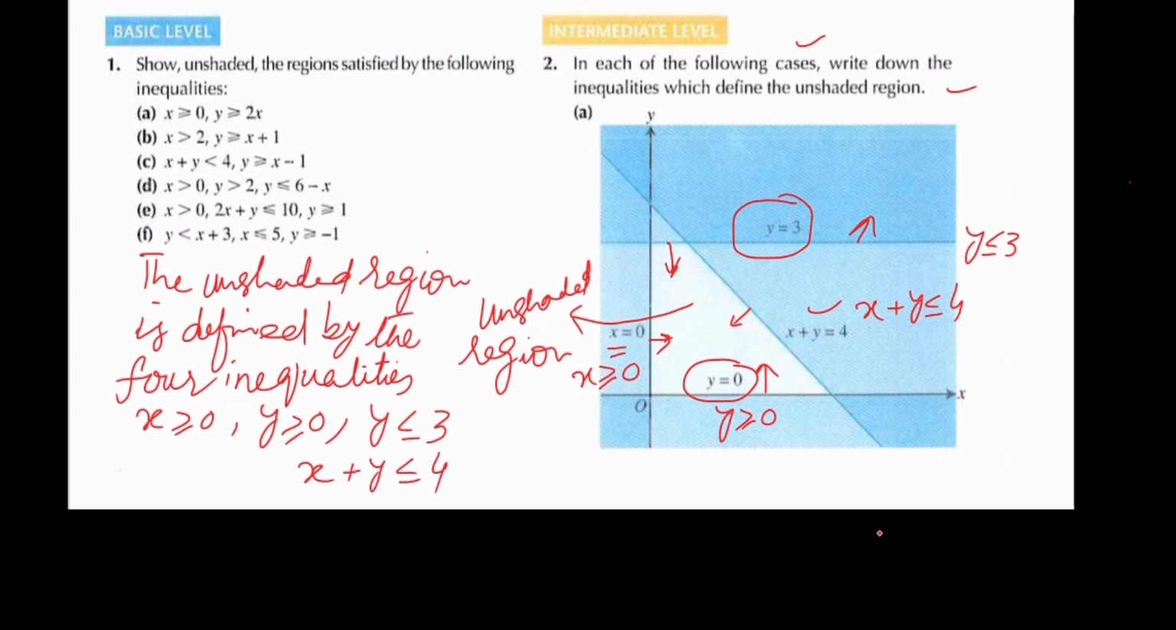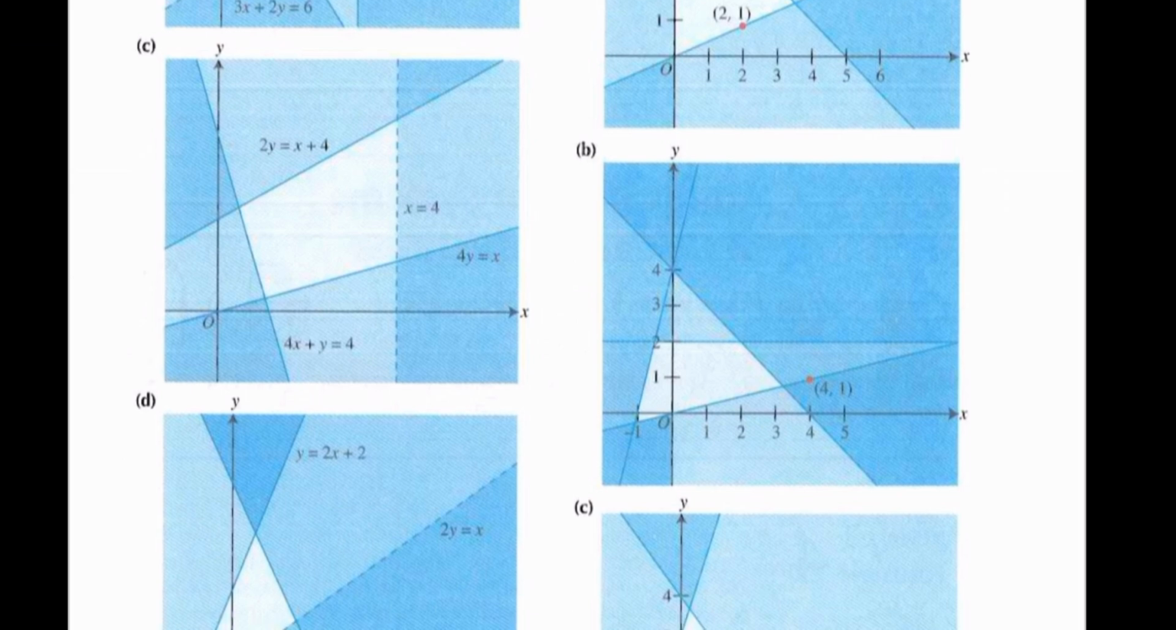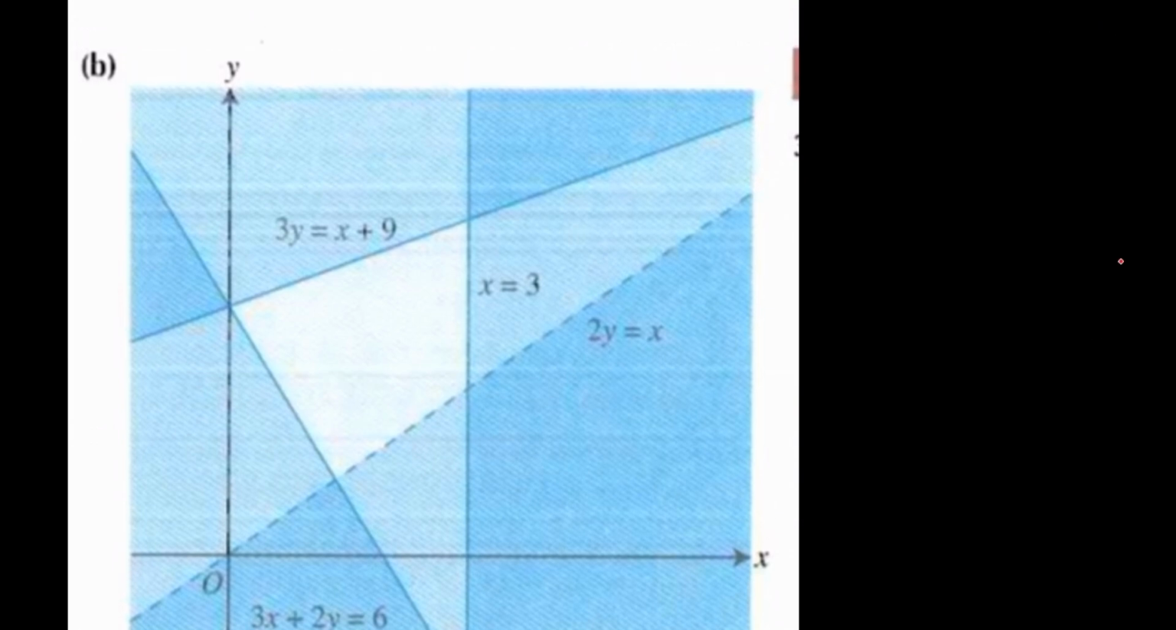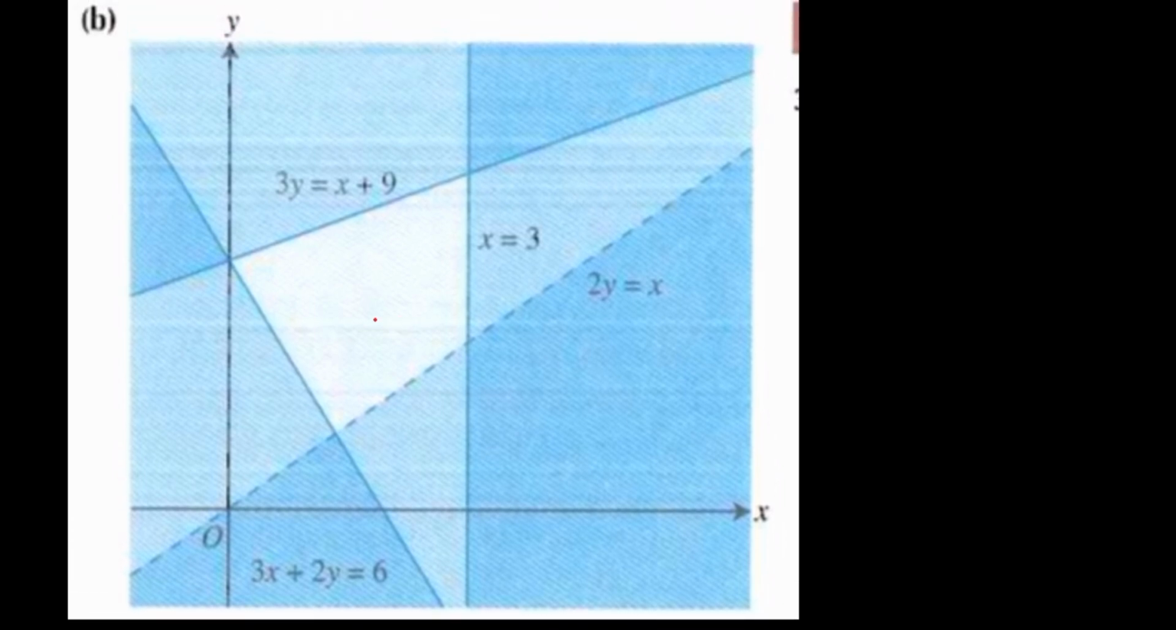So this is a procedure to write the associated inequality when the graph of linear inequalities is given. Next we move towards the B, C and D parts of the second question. So this is the B part. Here the unshaded region is this white area. This is the unshaded region here.